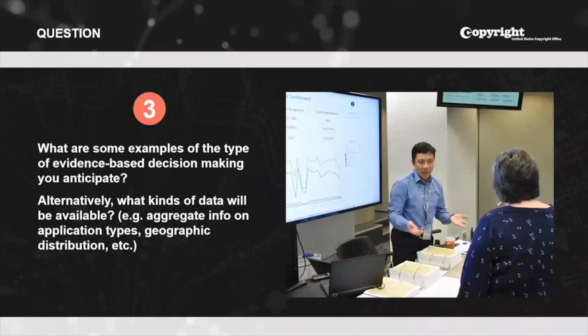The next question is for Suman Shukla. What are some examples of the type of evidence-based decision-making that you anticipate? Alternatively, what kinds of data will be available? For example, will there be aggregate information on application types or geographic distribution, et cetera?